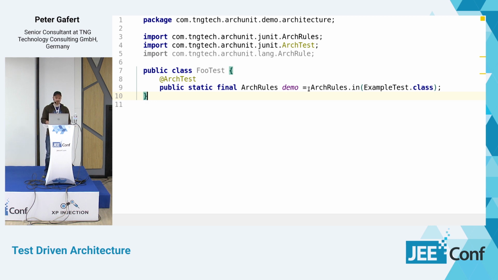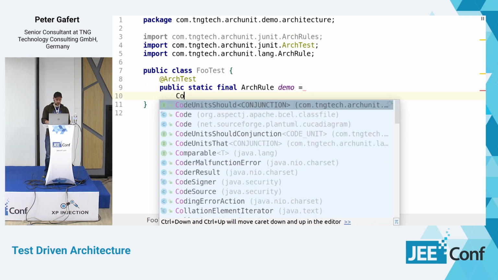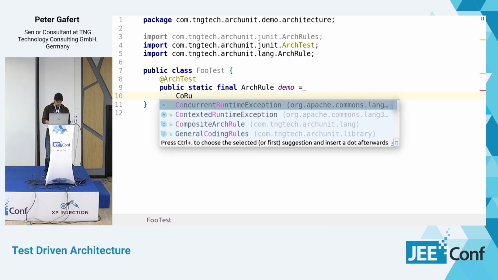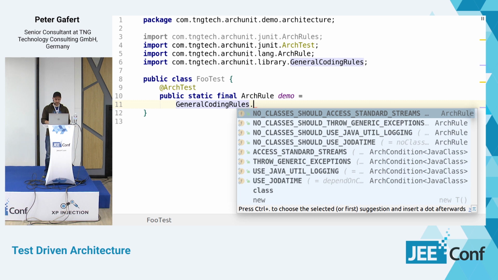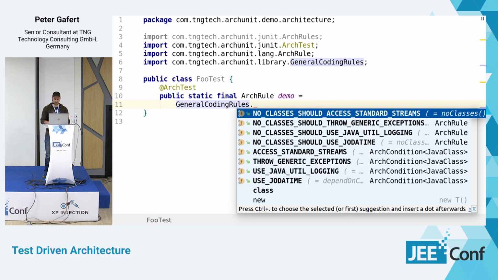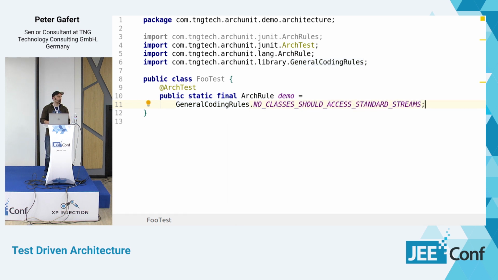There's a couple of rules, right? If you have a good other idea, I'm open for pull requests. There are coding rules, though. General coding rules, for example, something like no classes should access standard streams. So if you write to System.out, that's probably not a good idea. It's only a little set, though.